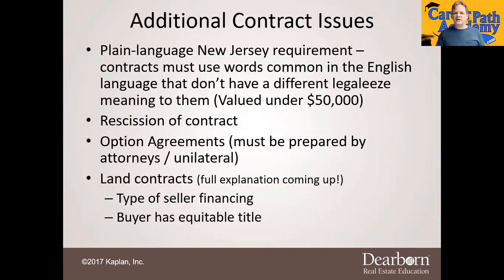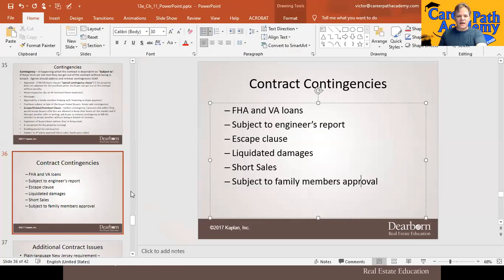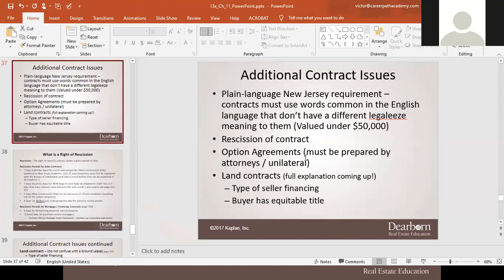There we go. So I got that in what, how many chapters did I add that slide to? So the rescission of a contract, it's your right to back out of a contract, right? Within a given period of time. We'll go over that slide in just a moment again. Option agreements, they have to be prepared by attorneys, and these are unilateral contracts where one party is obligated to do something and the other has an option to act or not, right?